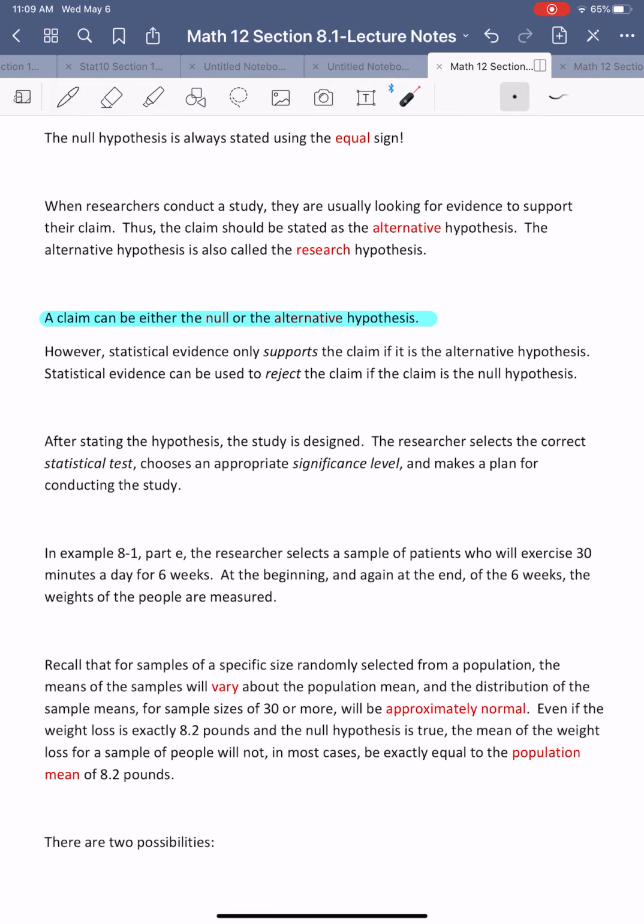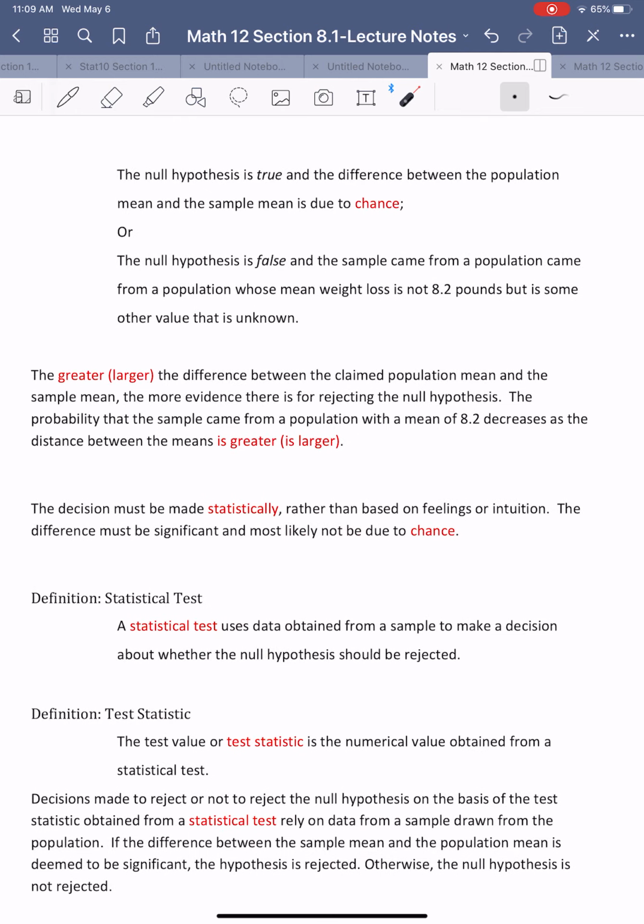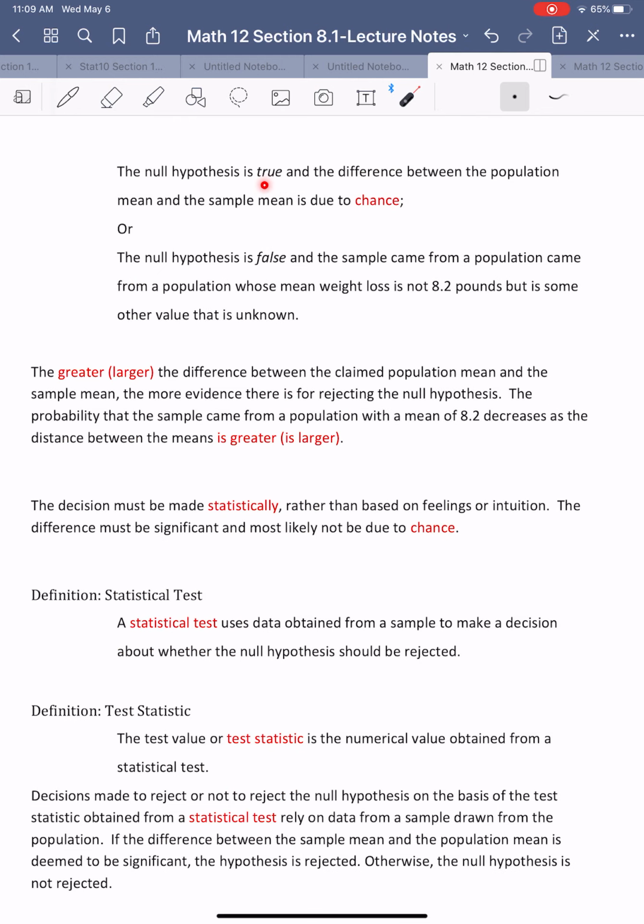So there are two possibilities. Either the null hypothesis is true, and the difference between the population mean and the sample mean is due to chance, or the null hypothesis is false, and the sample came from a population whose mean weight loss is not 8.2 pounds but some other unknown value. So the greater the difference between the claimed population mean and the sample mean, the more evidence there will be for rejecting the null hypothesis.